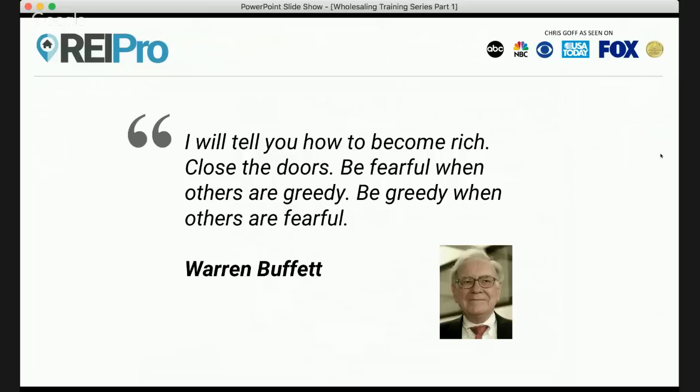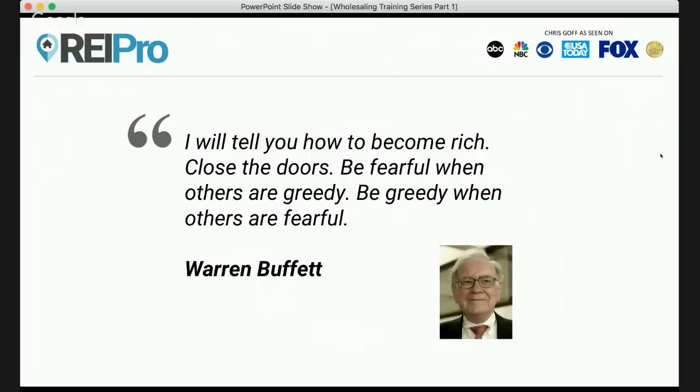I love this quote here by Warren Buffett. I'm pretty sure most of you know this person. And he's got some pretty harsh quotes if you've ever seen his quotes. I will tell you how to become rich. Close the doors. Be fearful when others are greedy. Be greedy when others are fearful.